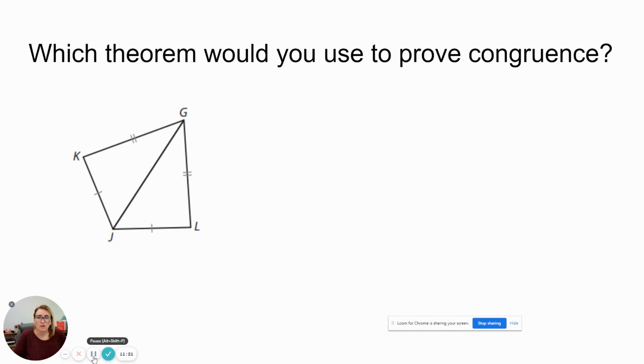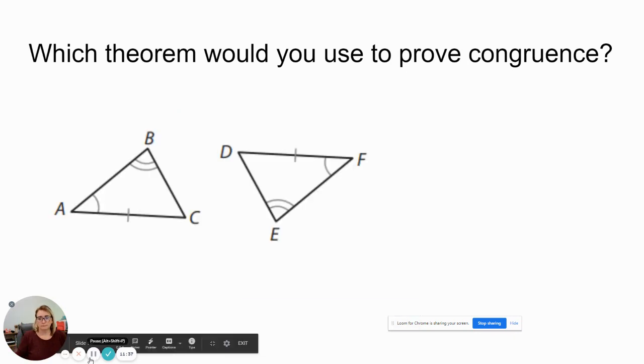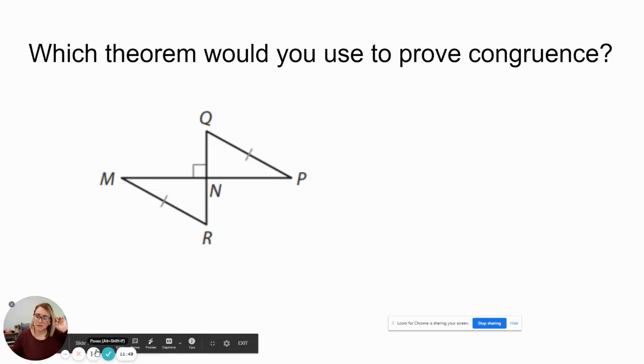Okay? So using the three types that we've done today, side, side, side, angle, angle, side, and hypotenuse, leg, I want you to determine which of those three you would use to prove that these two triangles are congruent. Again, side, side, side, angle, angle, side, or hypotenuse, leg. And lastly, which one would you use for this example? Would you use side, side, side, angle, angle, side, or hypotenuse, leg?